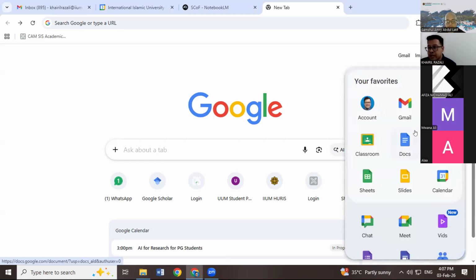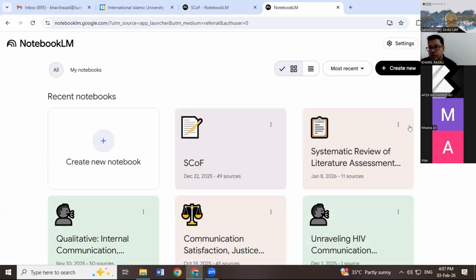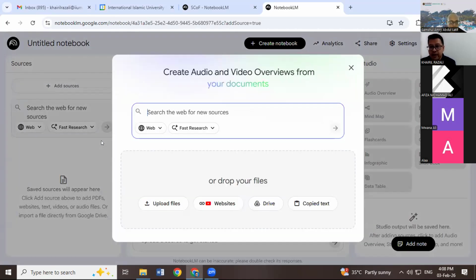You click on that, and then you scroll all the way down. You will find this one, Notebook LM. You click on that, and it will take you to Notebook LM. You can see that I have done a few research projects using this. Now, you can go straight away to create a new notebook. If you haven't done that, you have it blank, and this is where you upload.